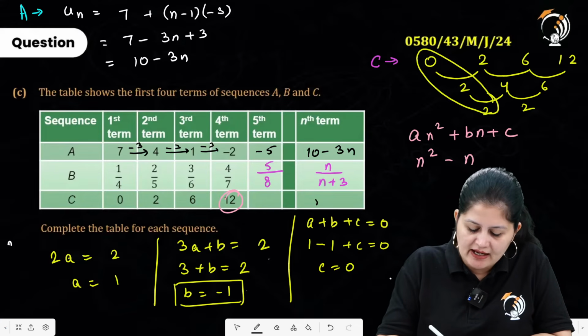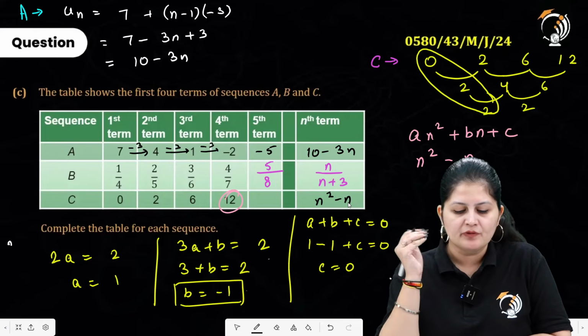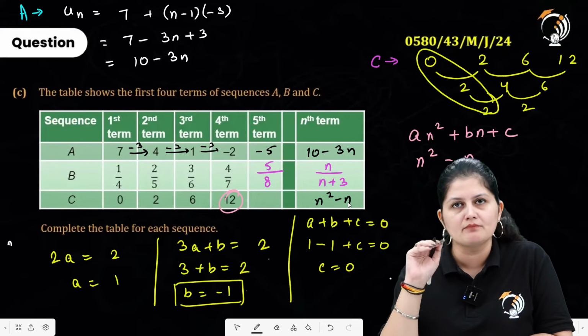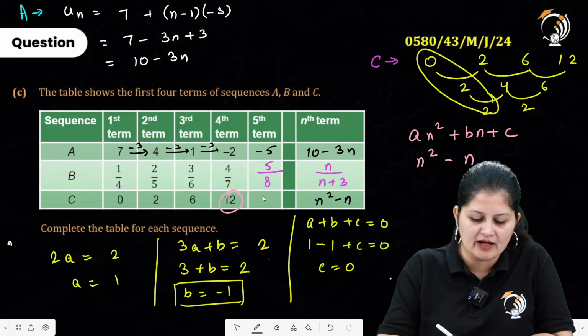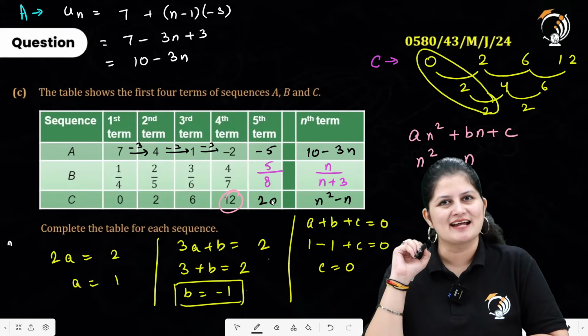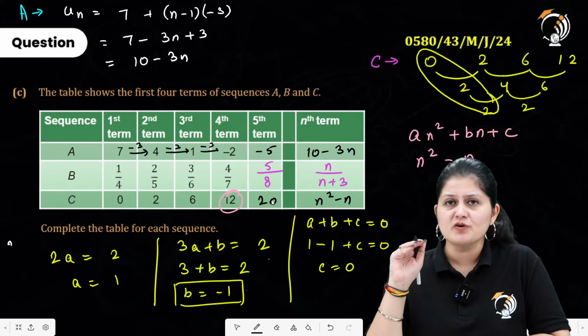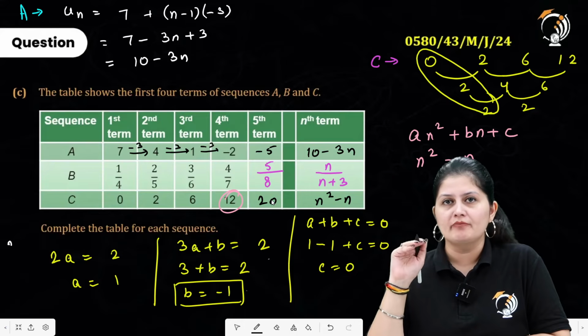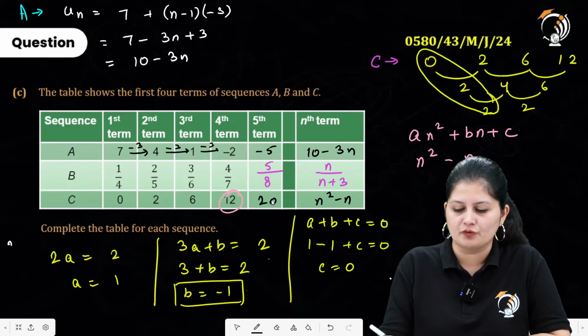This goes as n square minus n. So, in order to get the fifth term, it is going to be 5 square minus 5, which is 25 minus 5, that is nothing but 20. Is that clear? So, this was a question from the paper of May-June 24 from the variant 4-3.